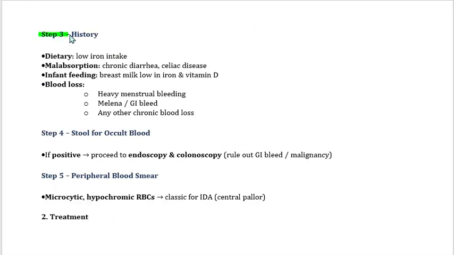The history in this case is very important. We can reverse the order: first we get history, then CBC and iron profile. Of course, check if there is adequate intake or malabsorption. For example, chronic diarrhea can represent celiac disease, or in infant feeding, breast milk is low in iron and vitamin D, so we have to check this. If there is any blood loss, for example, in a young woman heavy menstrual bleeding can be a cause. Ask if there is melena or GIT bleed and any other chronic blood loss. Patient may have noticed blood loss.